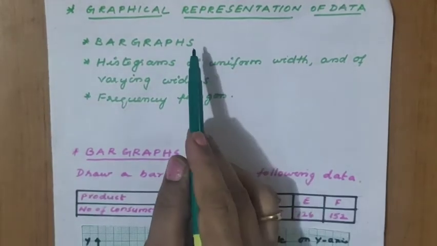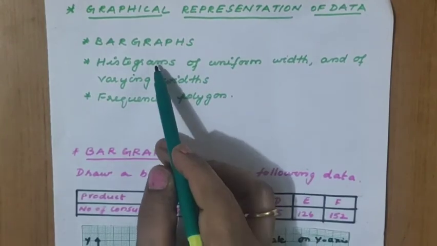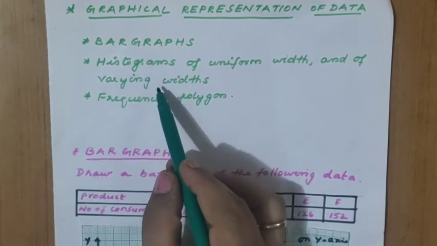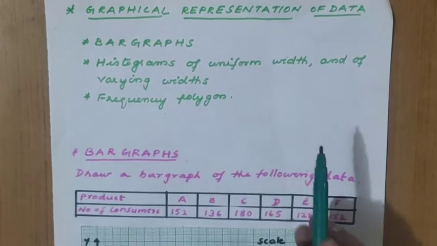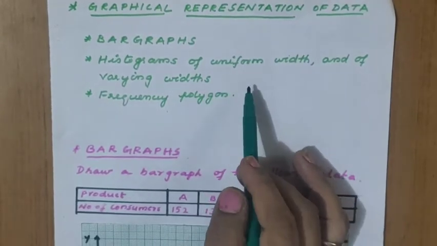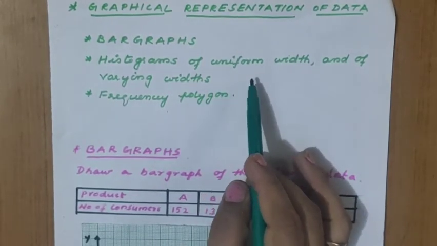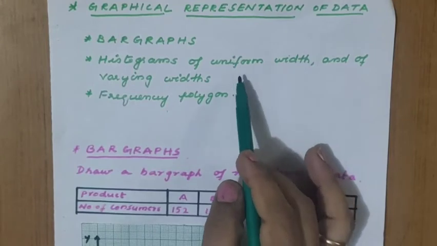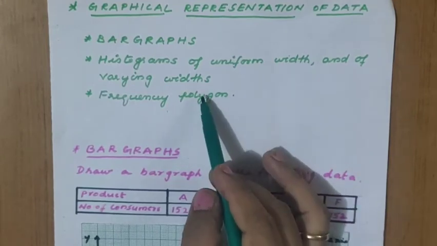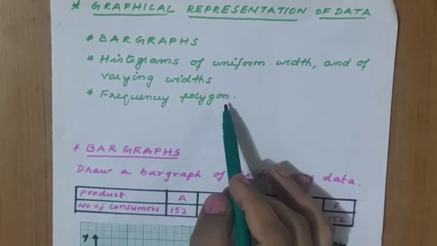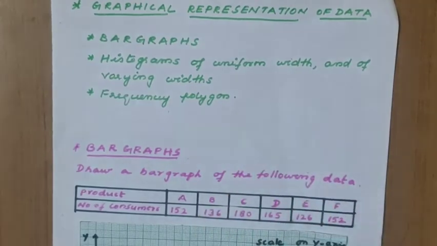So how many ways of graphical representation are there? There are three ways: the bar graphs, histograms, and frequency polygon. But in histograms, two different things are there: one where the group width, the class width, is the same, that is uniform width, and one of varying width. While doing the problems, you can understand more about this. So first let us see about bar graphs.